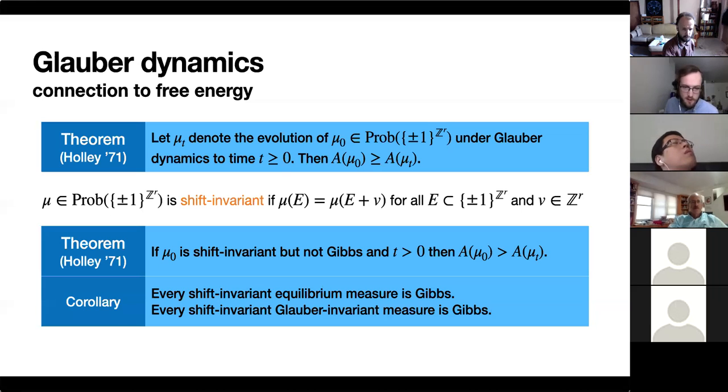Also, if you start with a Glauber invariant measure, then it's not going to change. The measure is not going to change at all. So definitely the free energy density is not going to change. So it has to be Gibbs to begin with. So that nicely connects several of these notions of invariance.